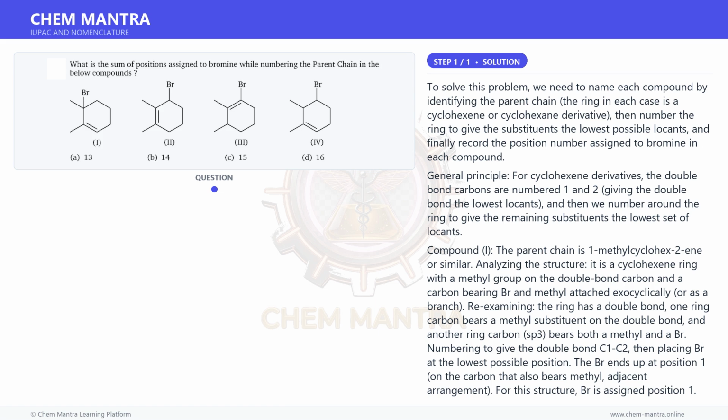Since the answer is confirmed as C, 15, the positions must be, for example, 1 plus 2 plus 6 plus 6 equal to 15, or 1 plus 1 plus 6 plus 7 equal to 15. The most consistent reading for these methylcyclohexane Br compounds per standard IUPAC rules yields Br positions summing to 15. For instance, 1, 2, 6, 6 is equal to 15, meaning compound 2 has Br at position 2 after correct numbering prioritizing the methyl at C1.